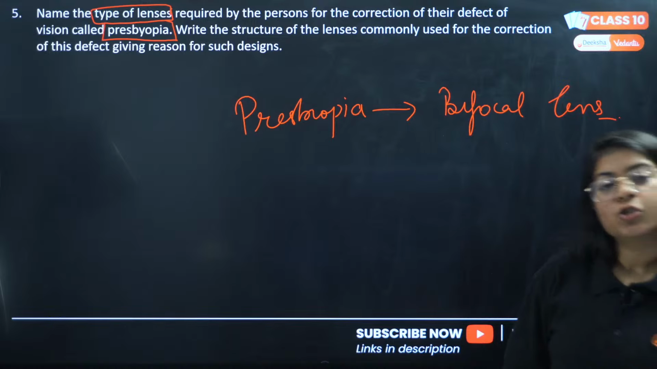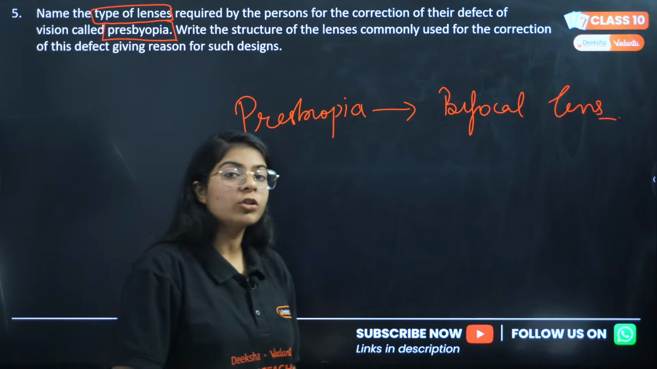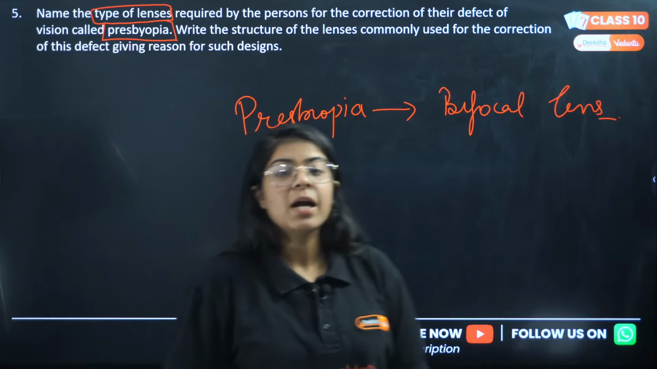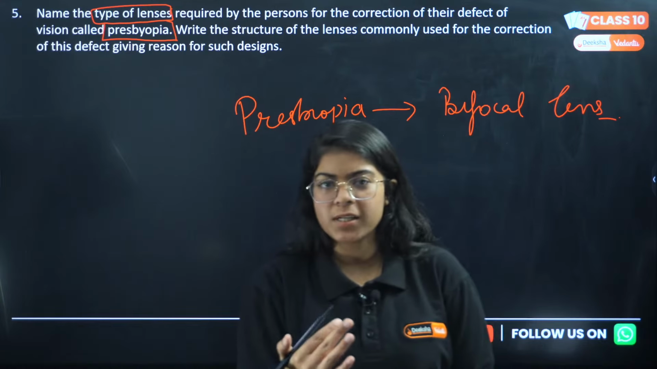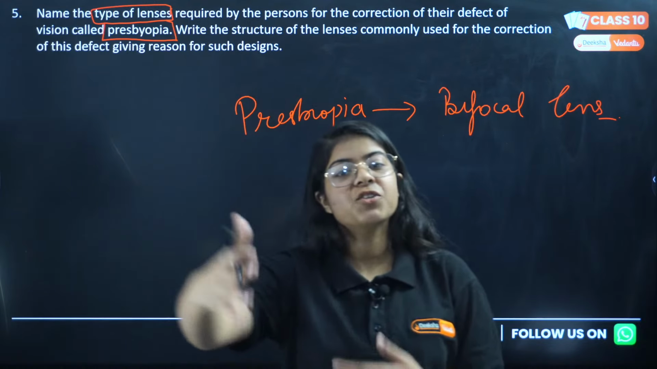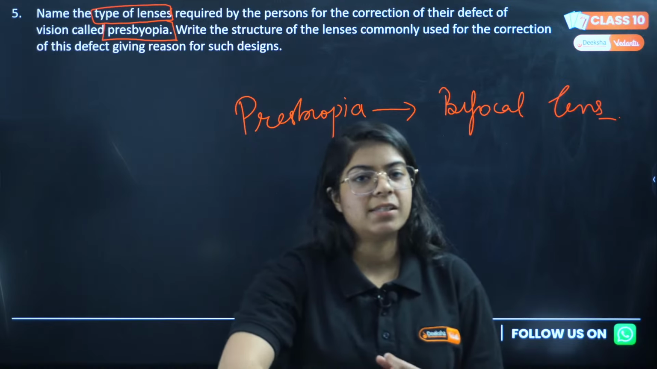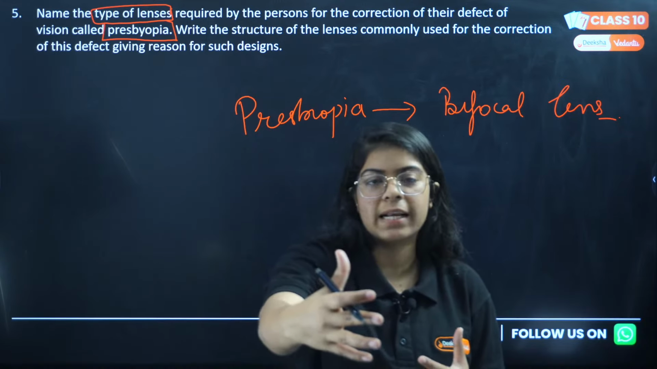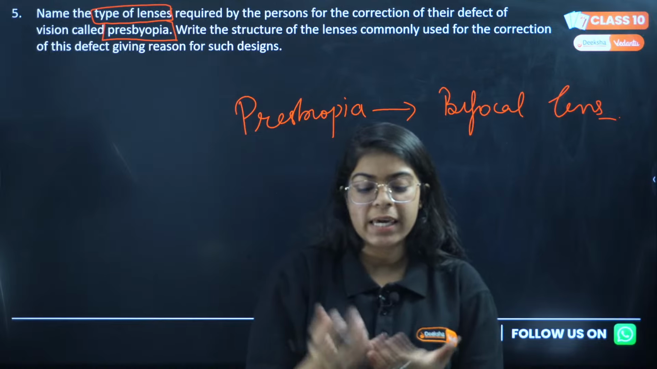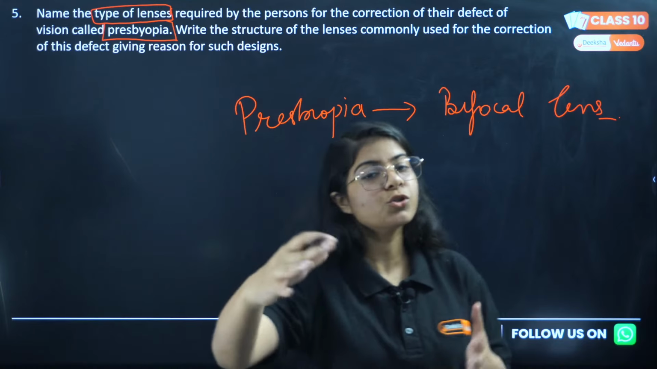A convex lens is used for hypermetropia. In presbyopia, you have to use both convex and concave lenses. Why? Because in presbyopia, the person is not able to see nearby as well as far objects clearly. If we just use a convex lens, he still won't be able to see far objects clearly. He will be able to see nearby objects clearly, but not the far ones. For far ones, we have to use concave lenses.